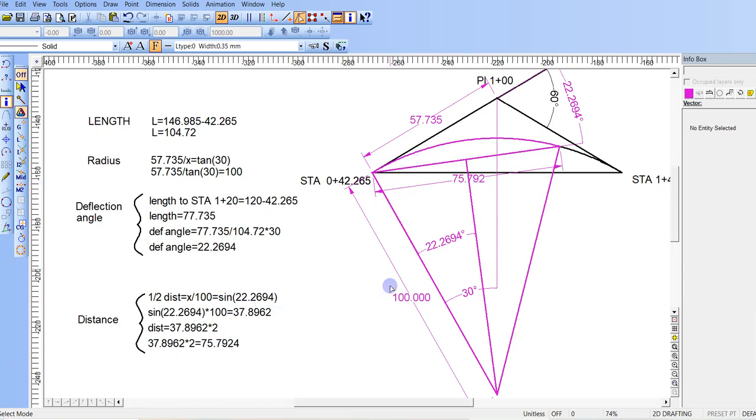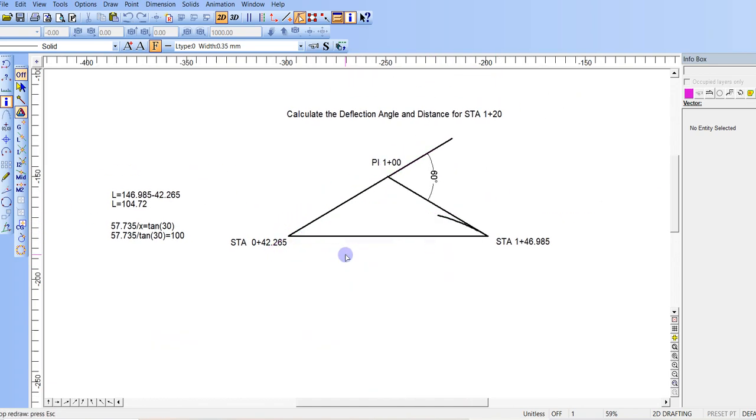So half the distance here is x over 100 equal to the sine of 22.2694, and then you solve for x, and you get a distance of 37, which you multiply by 2. In the formula you're going to see 2 times sine of the deflection angle times the radius, right? But I'm just showing you how it breaks down geometrically. Then you get your distance and your deflection angle. That's pretty much it. It's really important to understand.